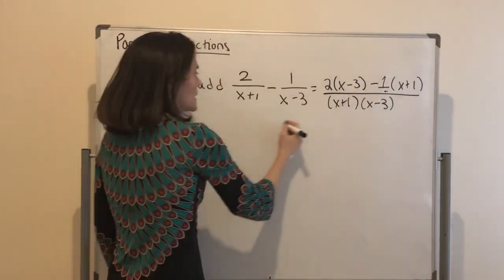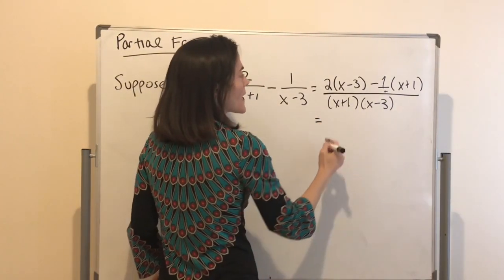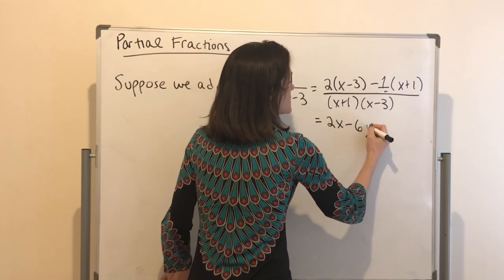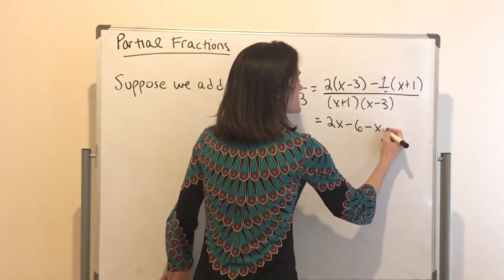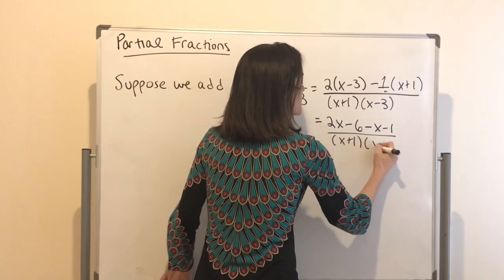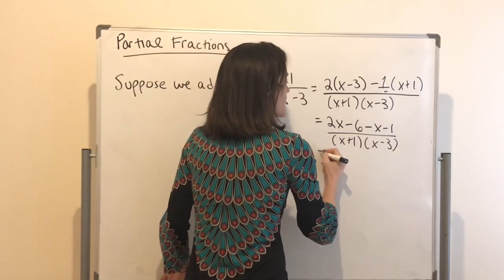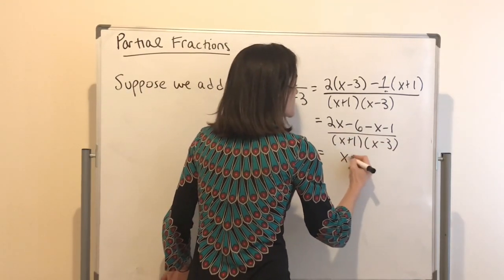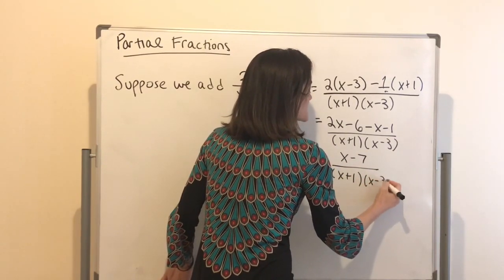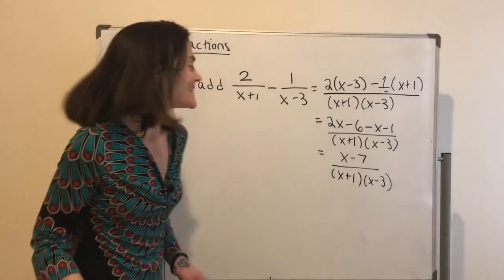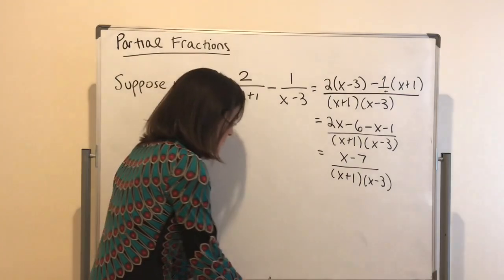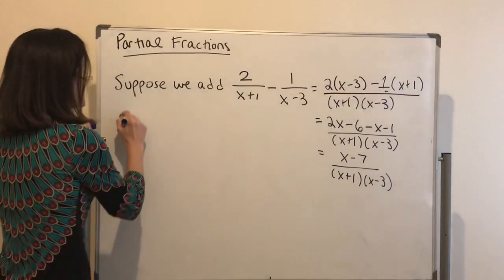And then in my numerator, for example, I have 2x minus 6 minus x minus 1 over this, x plus 1, x minus 3. And then this is x minus 7 over x plus 1, x minus 3. Okay, now partial fractions, so maybe I'll write this in blue, partial fractions goes the other way.